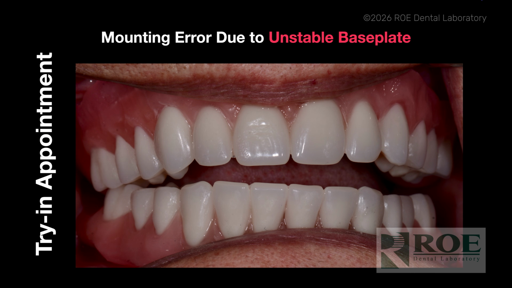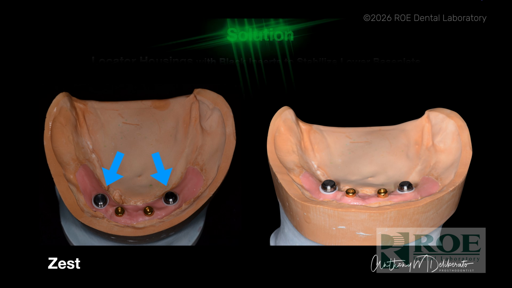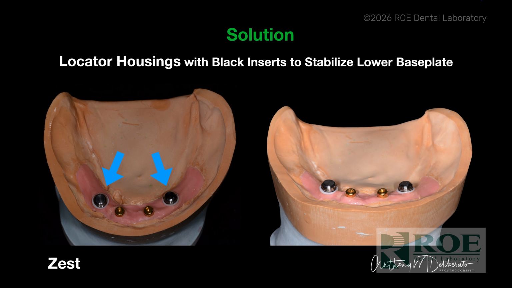Now, when I went to have my try-in of my setup, I saw that my bite was off. And really the reason why it was off was because the lower base plate, because of that flat jaw, was not stable enough to get a proper and accurate bite registration. So what I did was I took this to the lab.